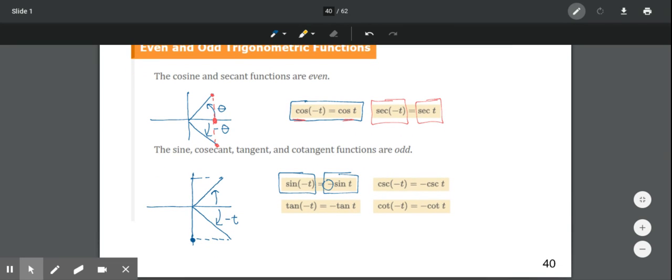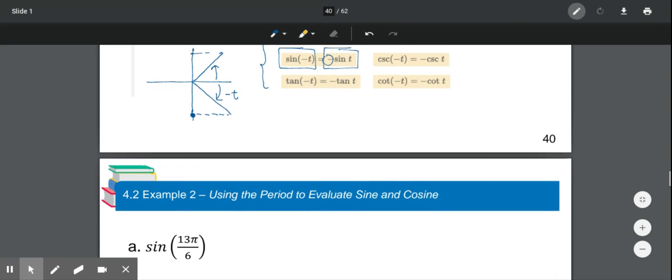So what you're going to want to do is write down these identities, because we're going to have to use those to help us figure out values. So if you need to pause this, take a minute to write those down, and then we're going to move on to those next examples.